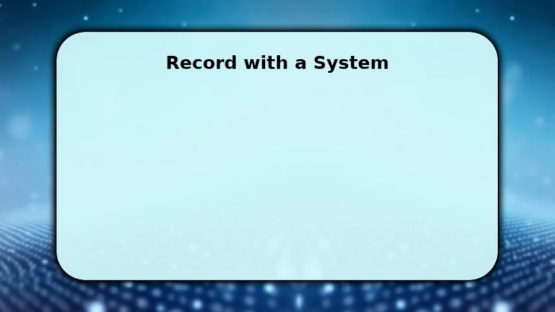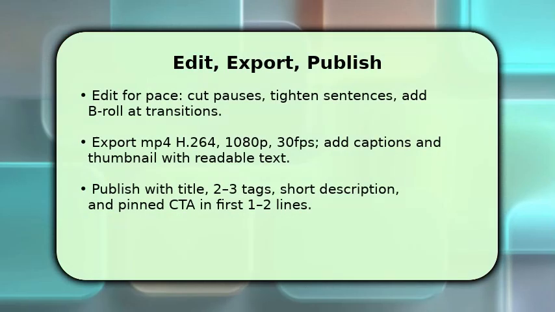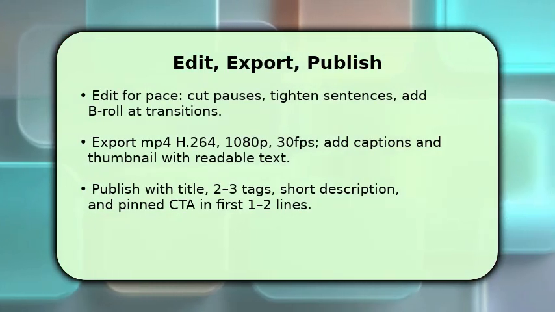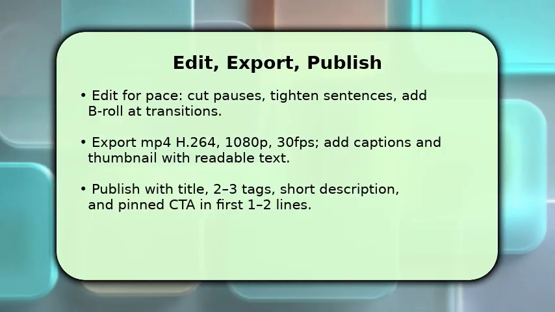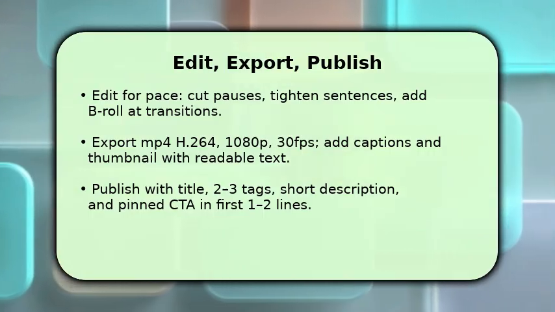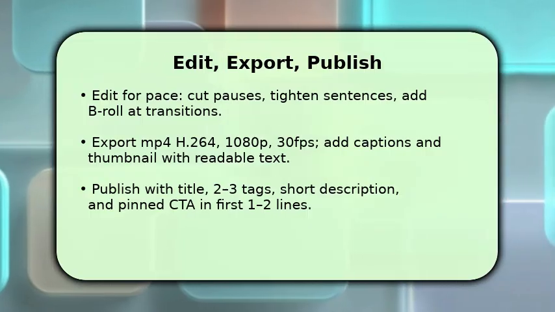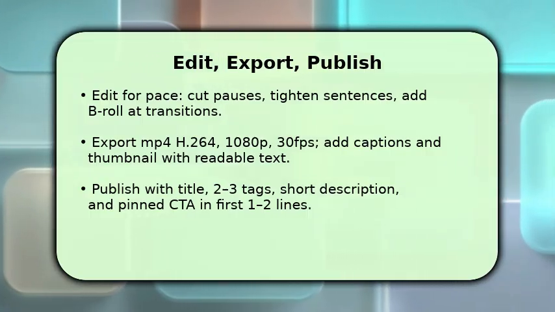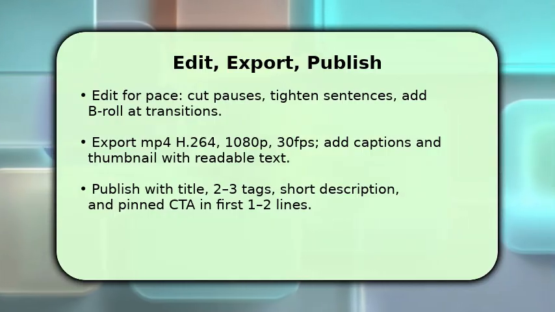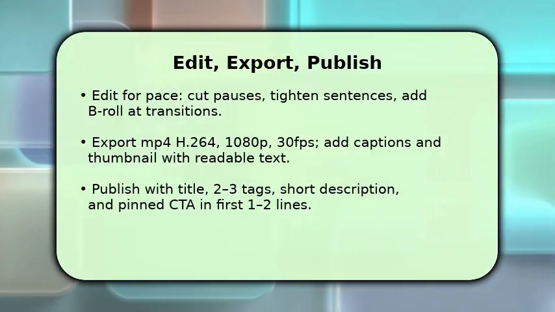You finish by editing for clarity and pace. Remove long pauses, tighten sentences, and drop in B-roll during transitions so the story flows. Then export as MP4 using H.264 at 1080p and 30 fps, include captions, and craft a thumbnail with readable text.